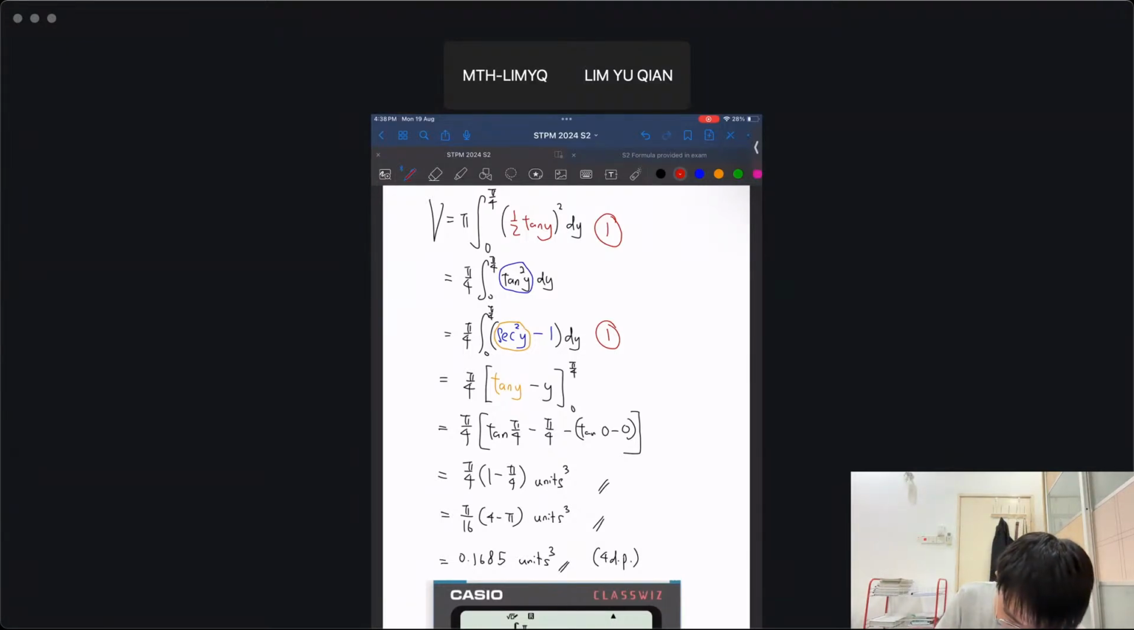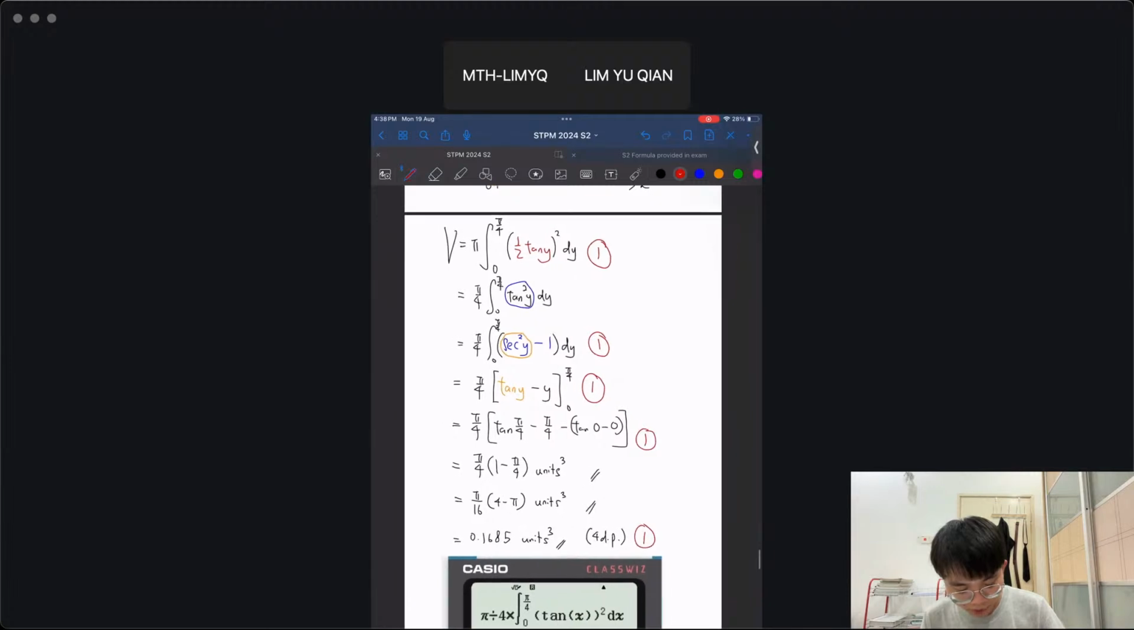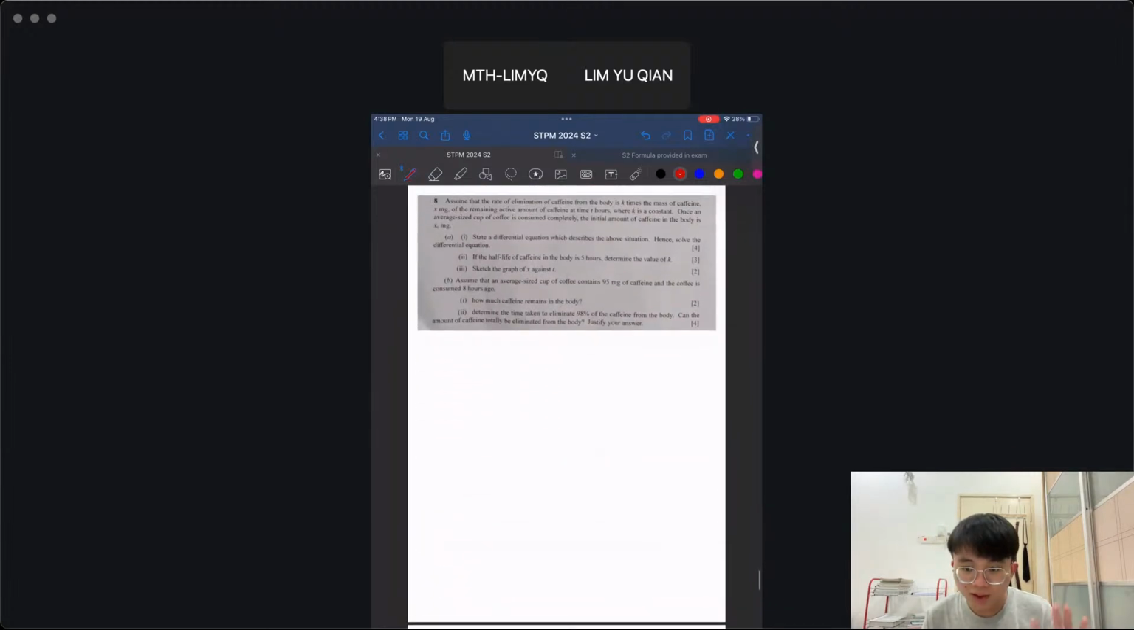Okay, and then if you know secant square integrates to tangent, that's also another 1 mark. And then finally substitution and final answer. Okay, nothing much to say. If you want to ask anything, you can ask. Okay, so I think so far we have covered 1 to 7 already.